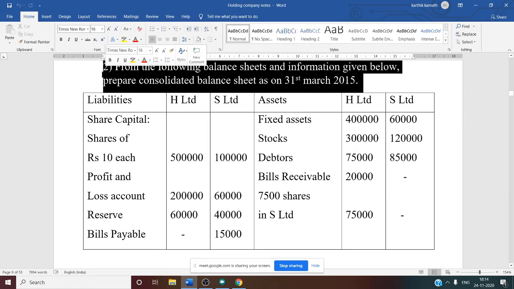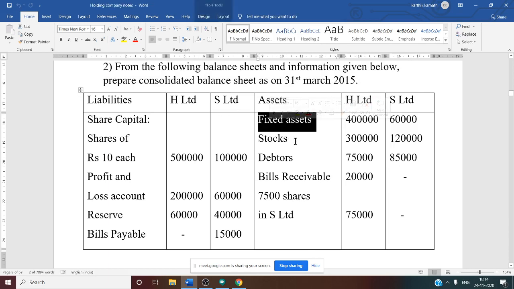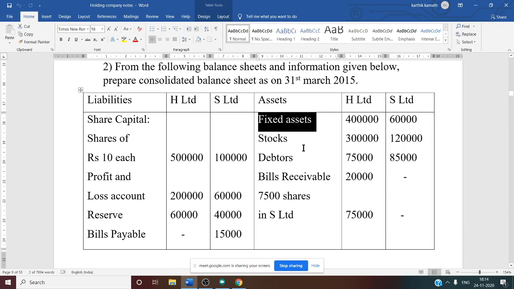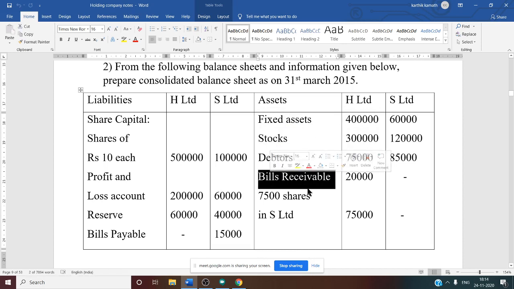From the following balance sheet and information given below, prepare a consolidated balance sheet as on 31st March 2015. If you see the asset side, fixed assets are directly given for both companies. H Limited means holding company, S Limited means subsidiary company. Stock, a current asset, is given, debtors are given, and bills receivable is there for the holding company, but for the subsidiary company it is nil.